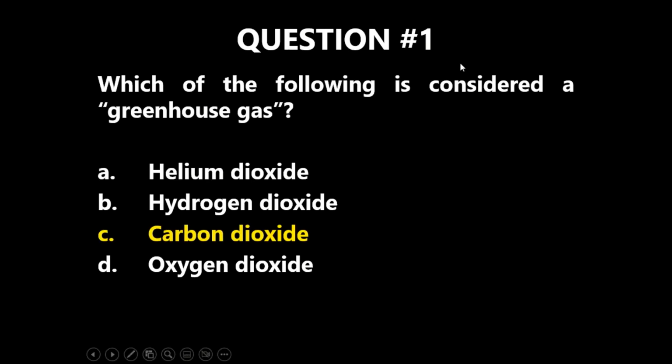Okay, question number 1. Which of the following is considered a greenhouse gas? That's C, carbon dioxide. There are others, but CO2 definitely gets the lion's share of the publicity due to the burning of fossil fuels, right?